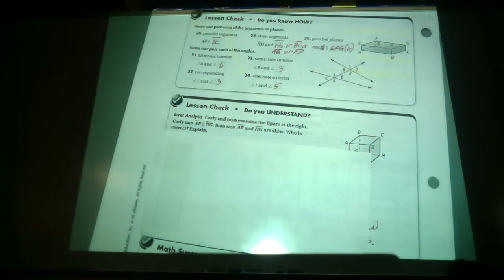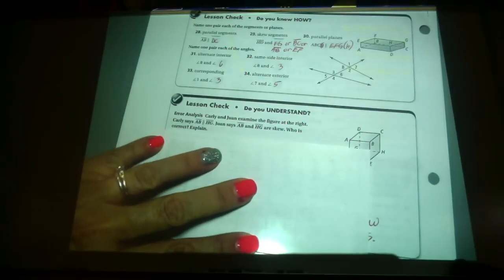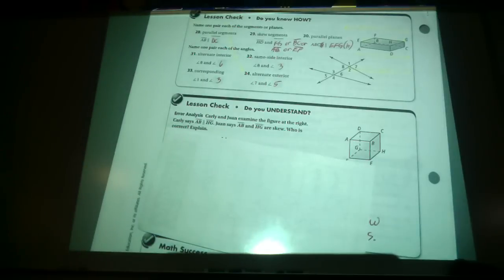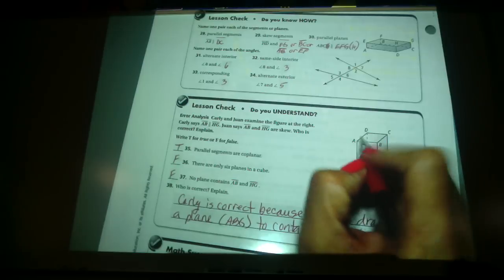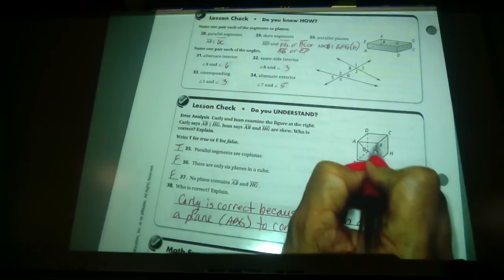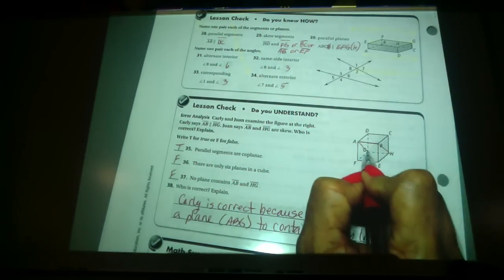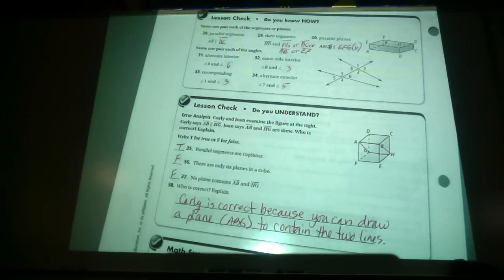Then we had the error analysis where Carly said, I get that picture in there. Carly said that line segment AB is parallel to line segment GH, and Juan says that AB and HG are skew. Who's correct? What did you say? Carly or Juan? Carly's correct. Why? You can draw a diagonal plane through there, right? So if I took and connected these right here, there's that diagonal plane. And so they've been harping on that diagonal plane, haven't they?